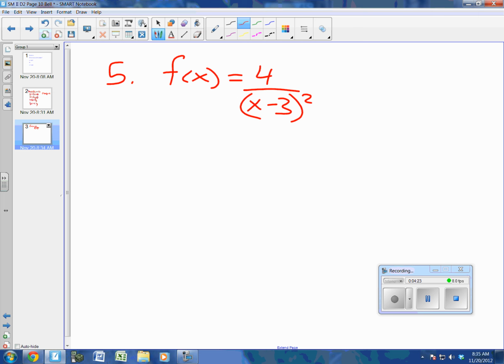How can we tell? How do we know it's rational? Equation recognition here. Why? Because where's the x? It's on the bottom, right? It's in the denominator. So that's why it's rational, okay?